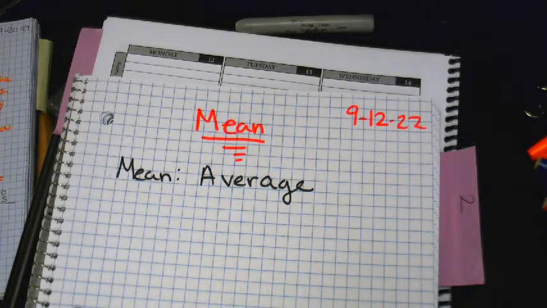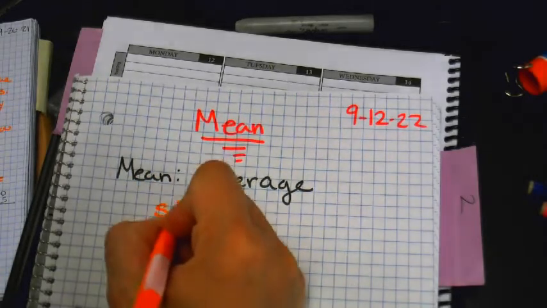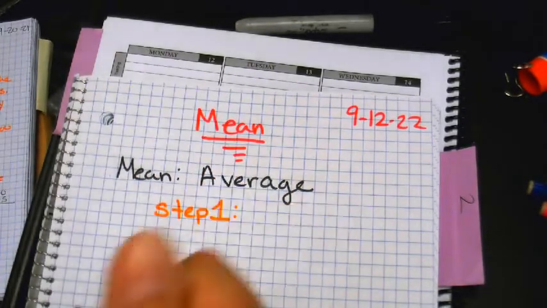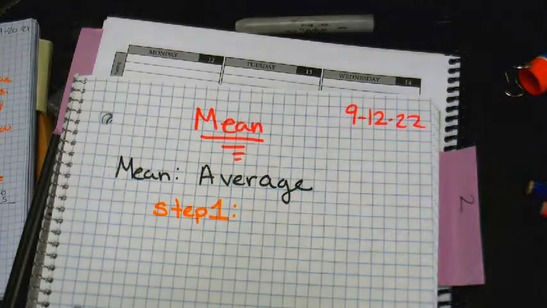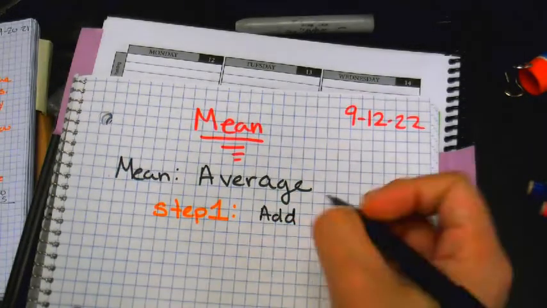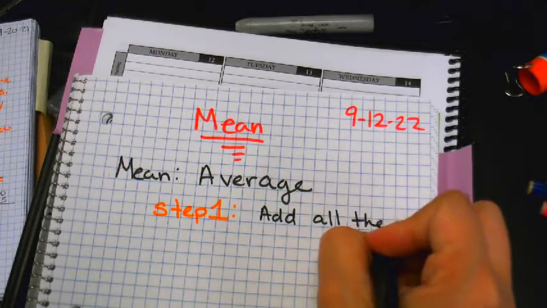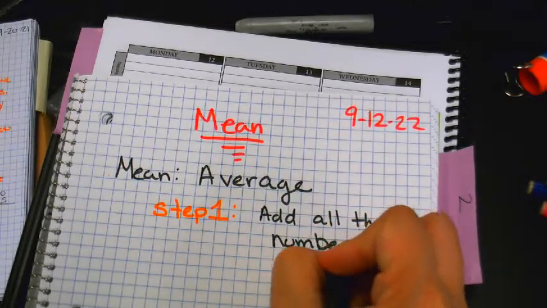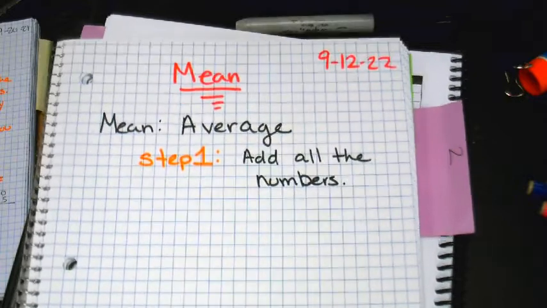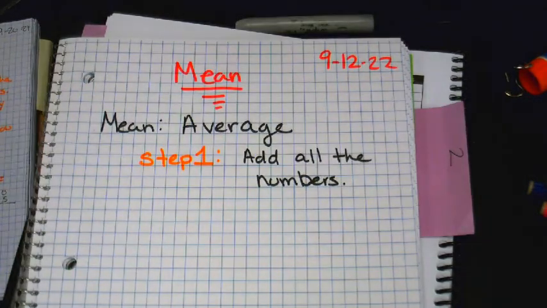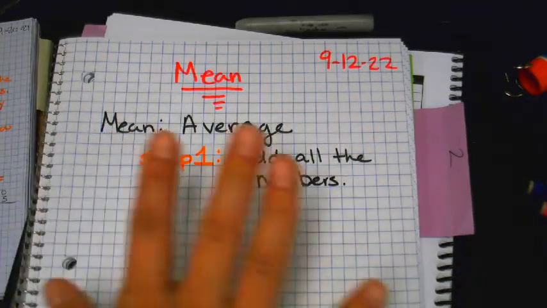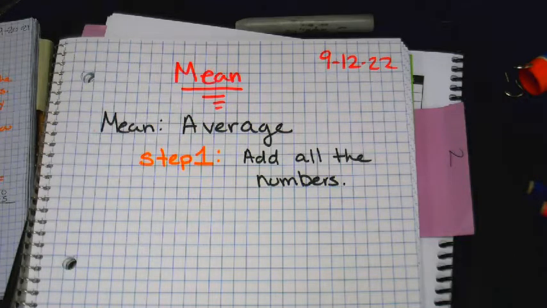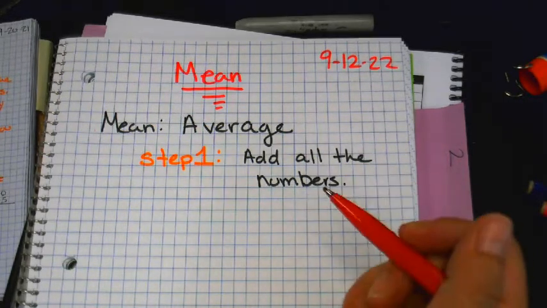All right, there are 2 steps to finding the mean. Step 1 to finding the mean is to add all the numbers. So your first step in finding the mean is to add up all the numbers. Everybody's writing this down. Remember, if I'm writing in my notebook, you're writing in your notebook. Everything I write. Everything. All right, so add up all the numbers. That's pretty easy.